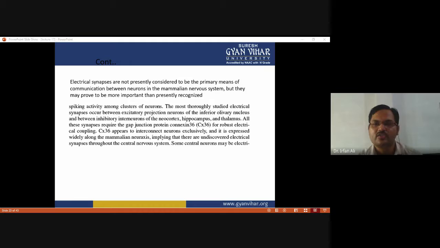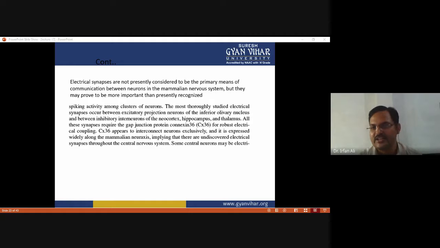The most thoroughly studied electrical synapses occur between excitatory projection neurons of the inferior olivary nucleus and between inhibitory interneurons of the neocortex, hippocampus, and thalamus. And all these synapses require the gap junction, where the protein present is called connexins.